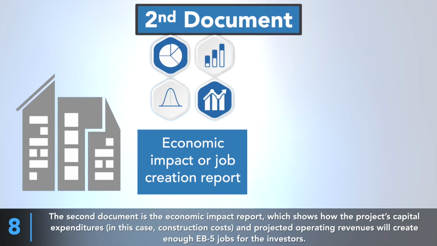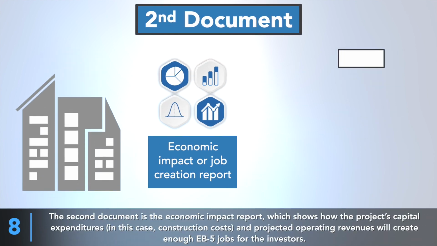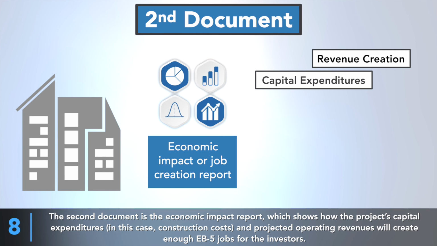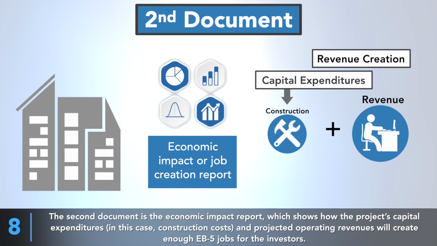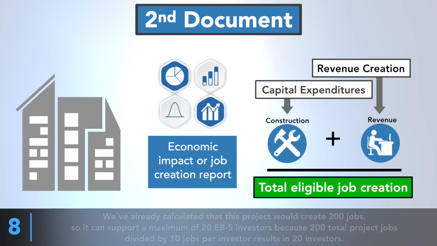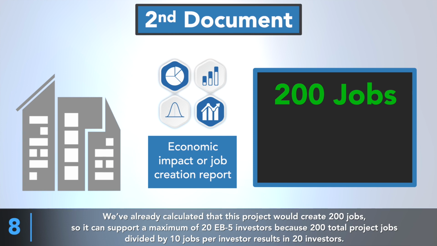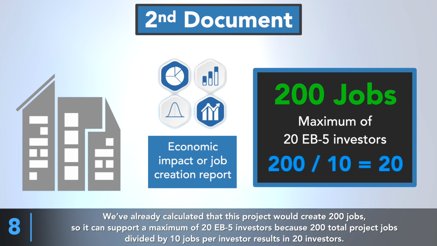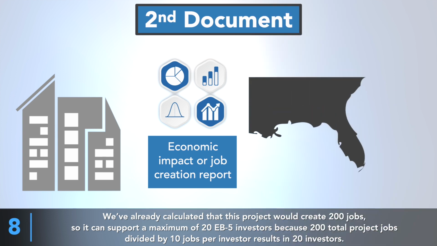The second document is the Economic Impact Report, which shows how the project's capital expenditures, in this case construction costs, and projected operating revenues will create enough EB-5 jobs for the investors. We've already calculated that this project would create 200 jobs, so it can support a maximum of 20 EB-5 investors, because 200 total projected jobs divided by 10 jobs per investor results in 20 investors.